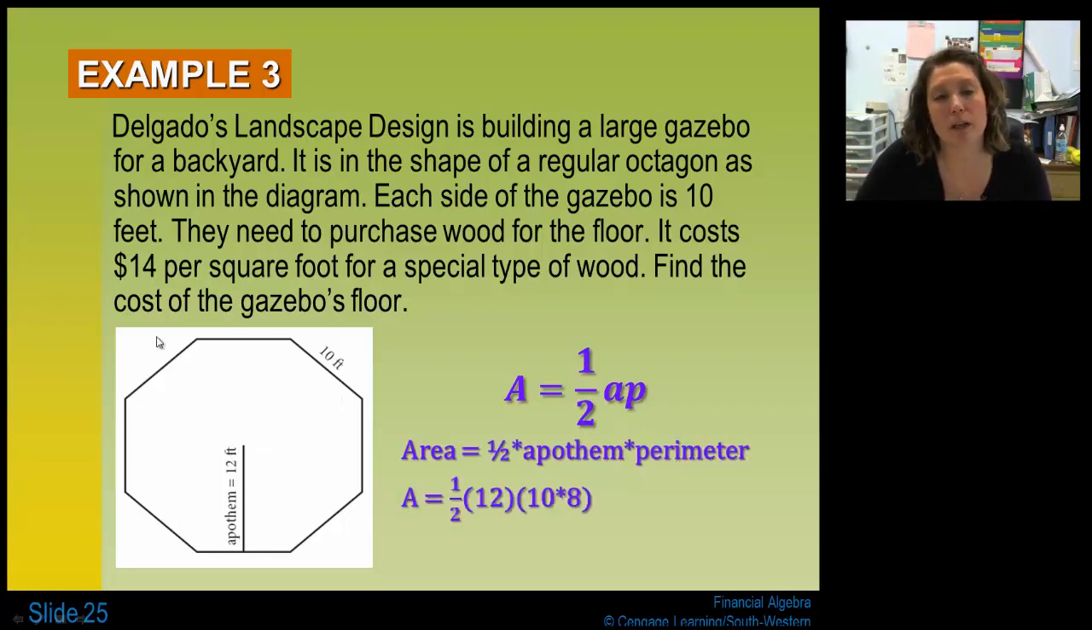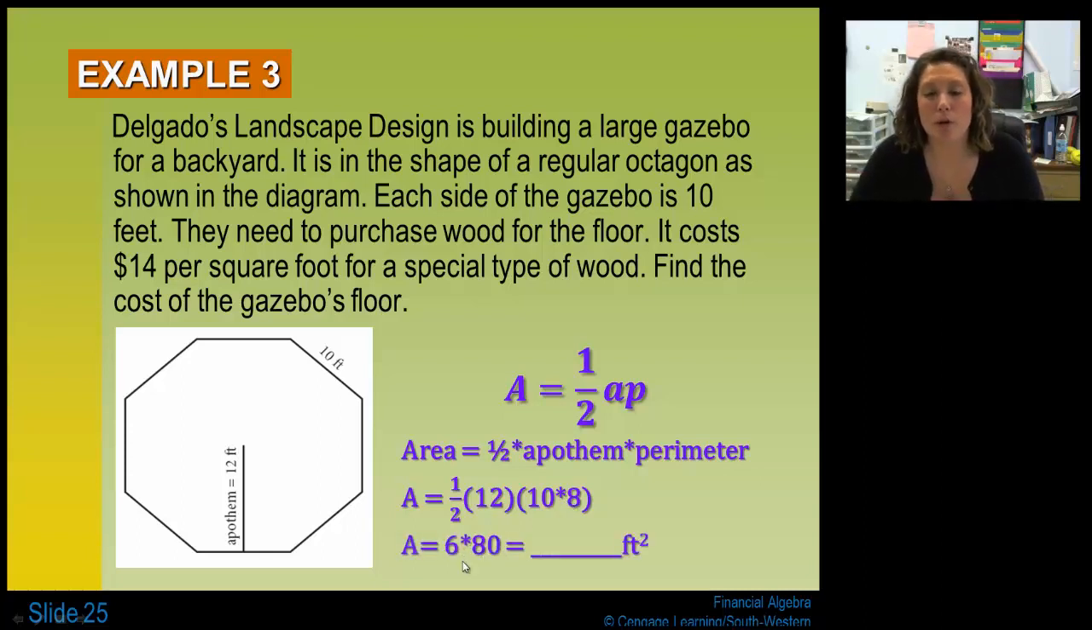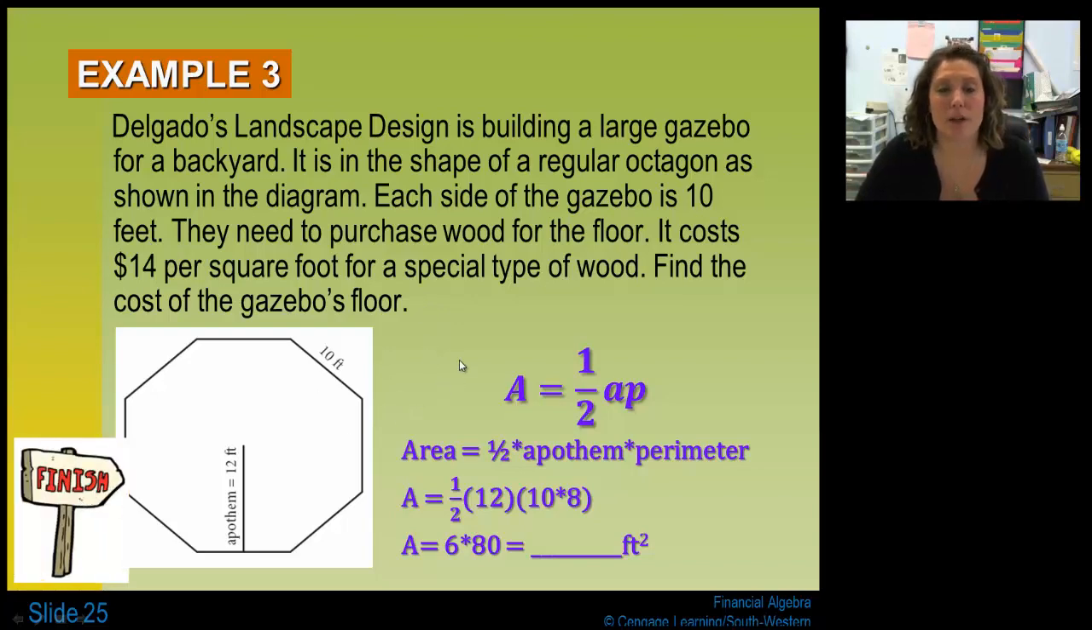The perimeter, again, is what it takes to go around the edges. So each edge is 10 feet, and there are 8 of them, so it's 10 times 8, which is 80. So when you multiply 1/2 times 12, you get 6, times 80, and you end up with 480 feet squared. So we have 480 square feet of flooring. We need to figure out what is the cost of the gazebo's floor. So you need to finish this, take the square footage, and multiply it by the cost to get your final answer. So please finish this question.